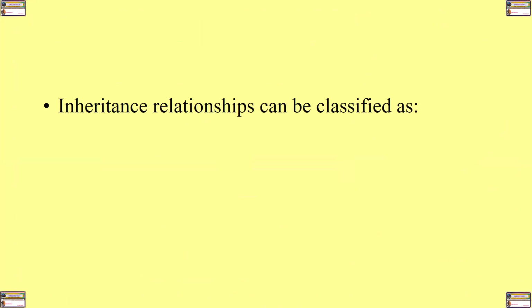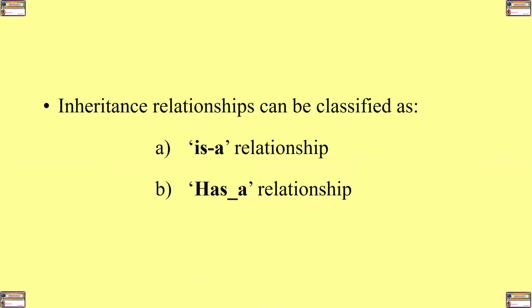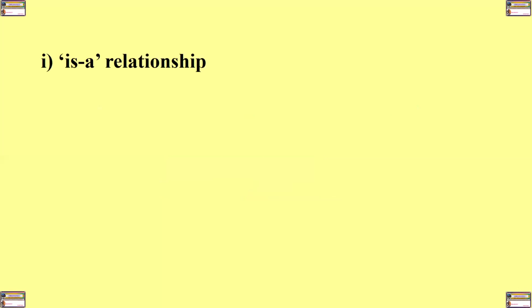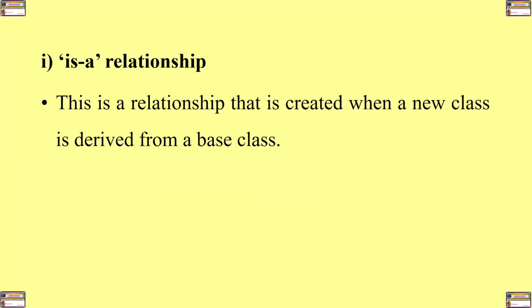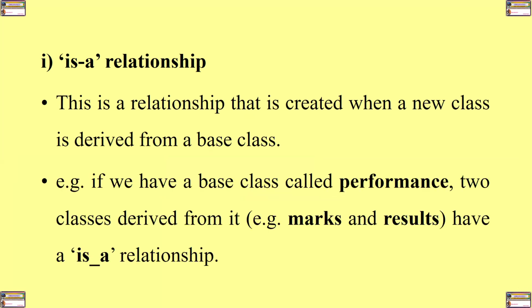Inheritance relationships are normally classified either as is-a relationship or has-a relationship. Is-a relationship or has-a relationship. What is an is-a relationship? This is a relationship that is created when a new class is derived from a base class.